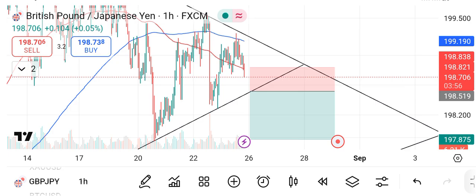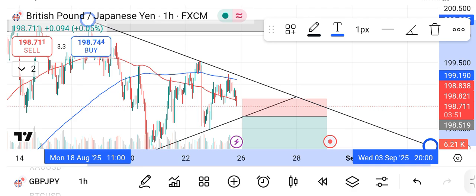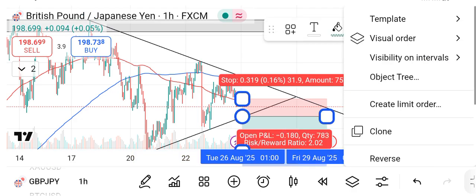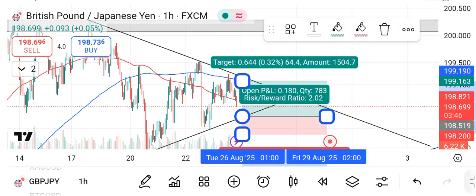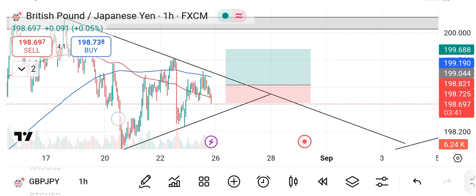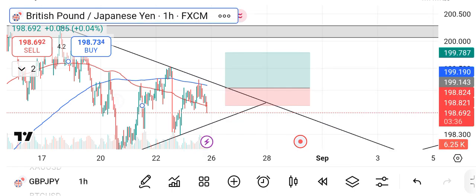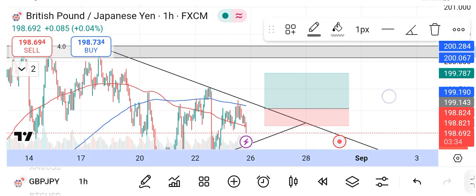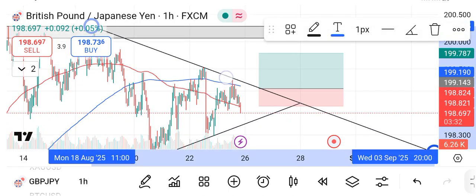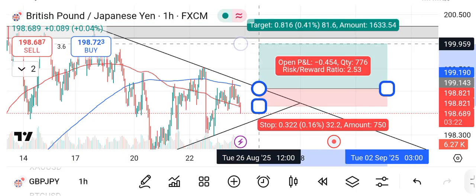Then we will do the inverse if the price breaks above this descending resistance. In this case, if the price breaks above it, we enter for a buy, placing our stop a few pips below and trade up to the resistance area here. If the price is able to break above this descending resistance, we open the buy position, place our stop just a few pips below here and target 2 times.